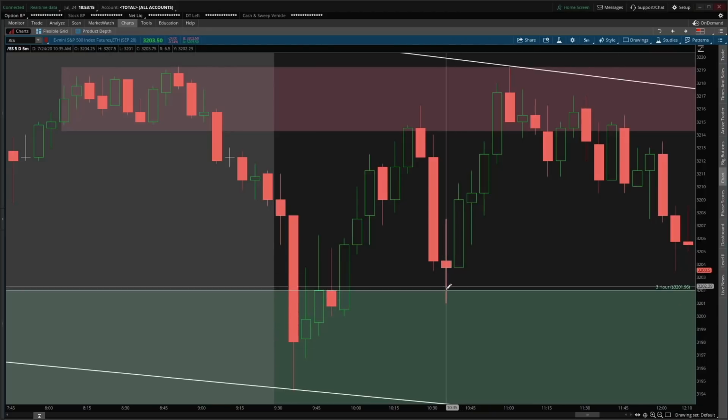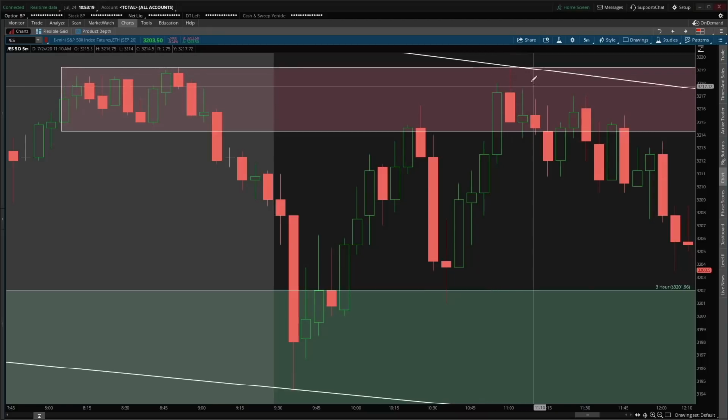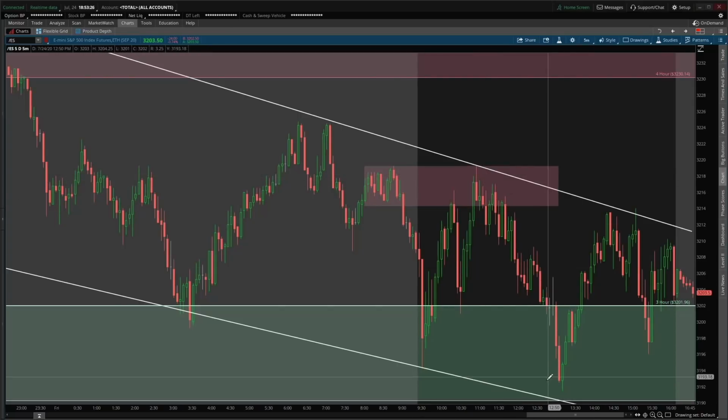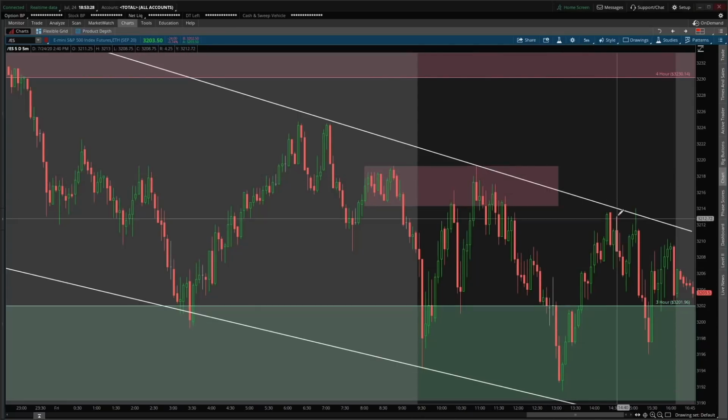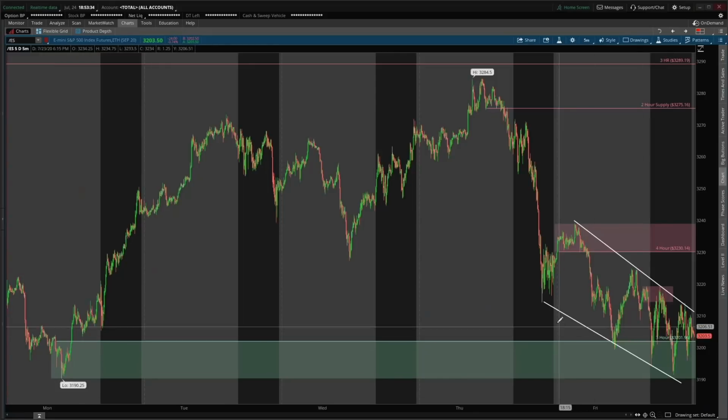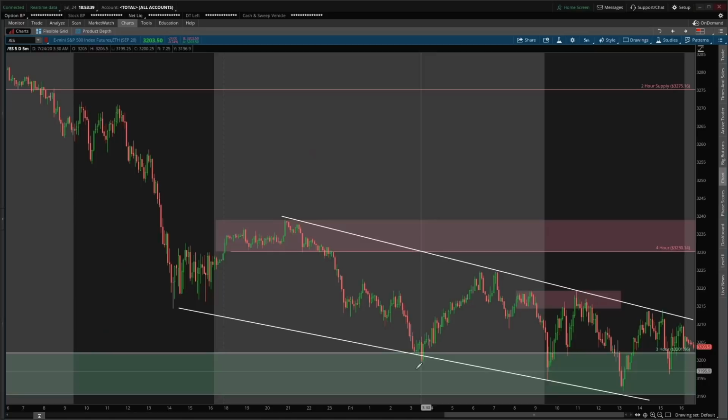Then price bounced off of this zone, actually created new demand, rallied back into supply, and rejected a downtrend resistance line. And then boom, we sold off and broke the low of the day. And then yes, we did bounce off of this demand zone again, but I wouldn't have taken this entry because as demand zones get broken, the chances of them working out are much, much lower. But we were confluent with a downtrend resistance line.